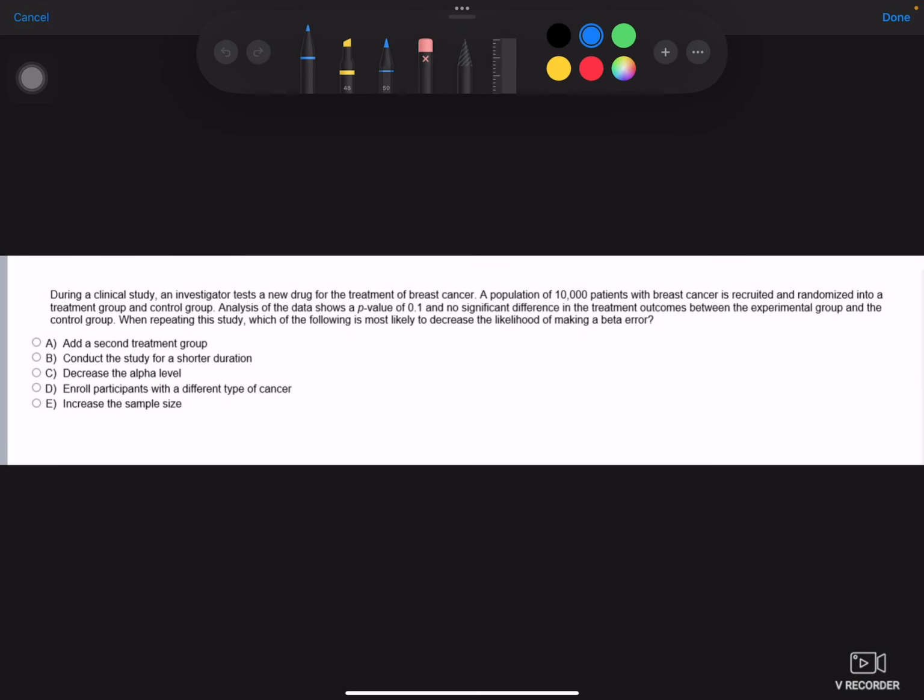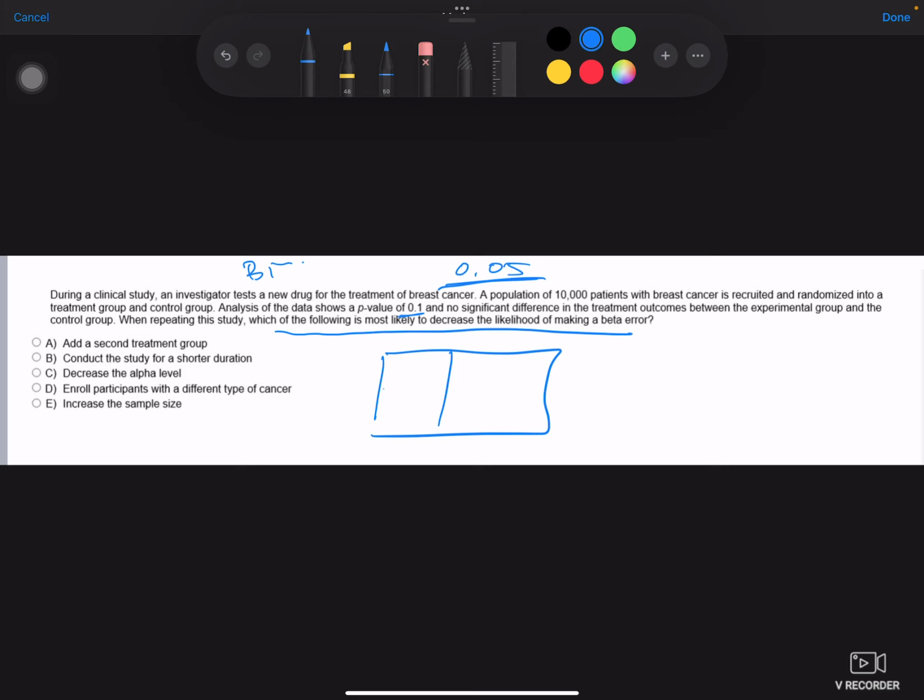Next question. Biostat question. When repeating this study, which of the following is most likely to decrease the likelihood of beta error? So here, of course, the p value is 0.05, so it is not significant. Now this is a direct answer. Of course, if you want to decrease the likelihood of beta error, the answer is E. You should know this.